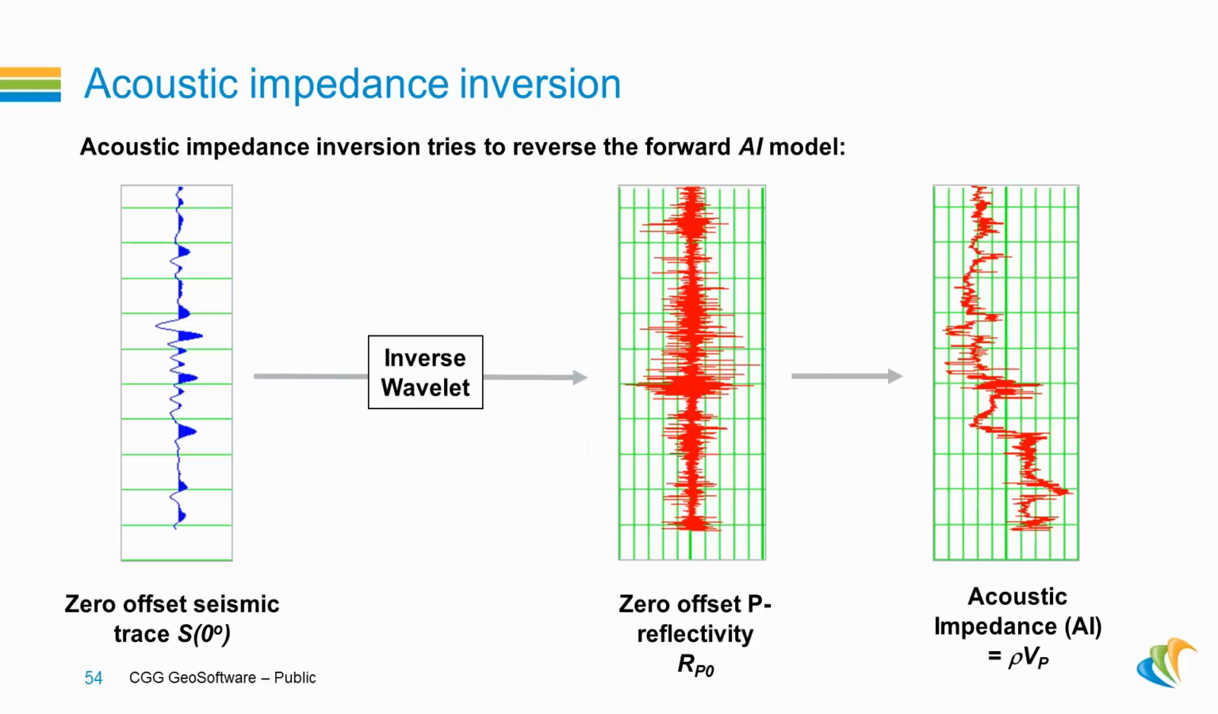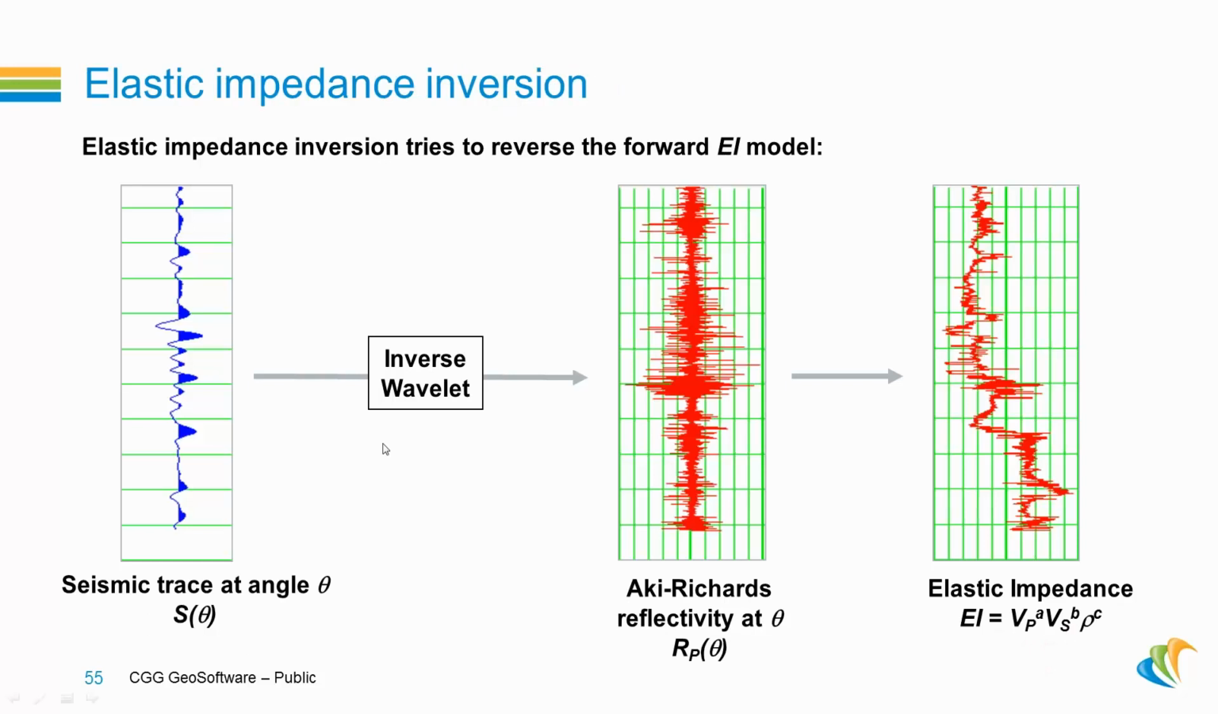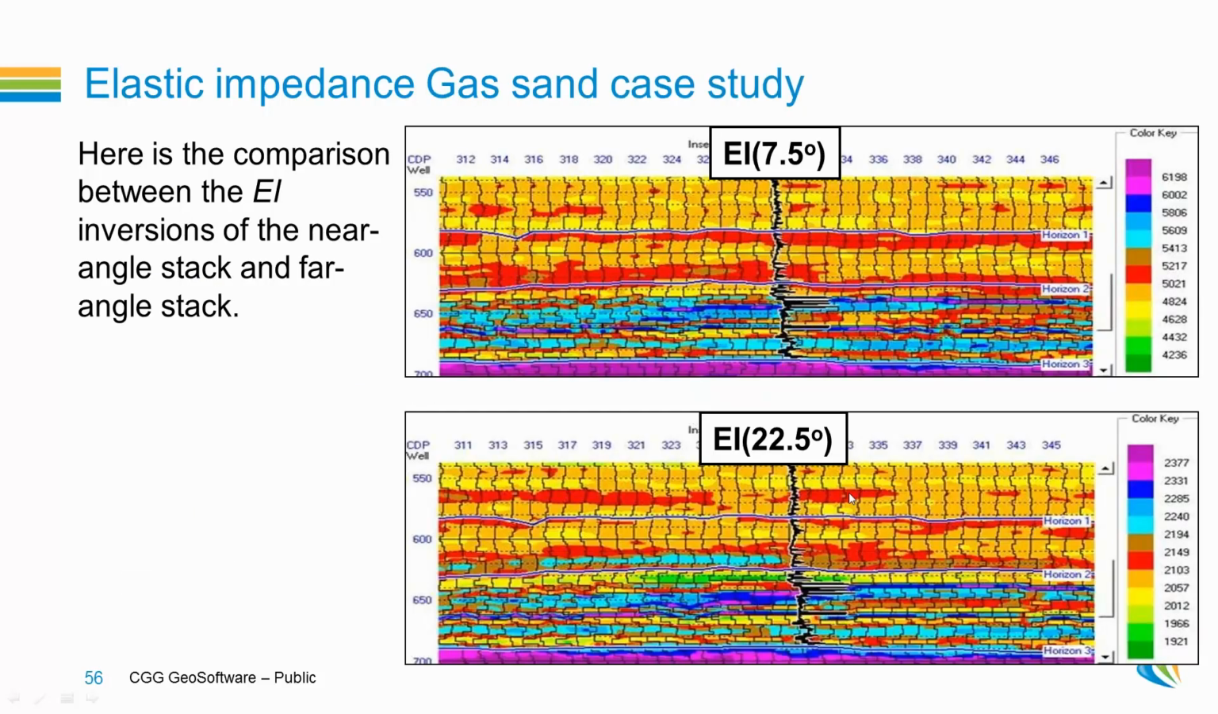Similar to acoustic impedance inversion, you have fully stacked seismic data or zero offset seismic data. You can remove the seismic wavelet from that, and you can get reflectivity. From reflectivity, you can get acoustic impedance. The same workflow can be applied at that angle stack: you remove the wavelet for that angle stack, and you get the reflectivity for that angle, and from that reflectivity you can get an estimation of the elastic impedance. This elastic impedance can be done separately for each angle.